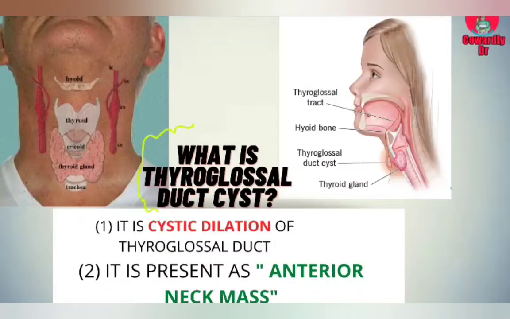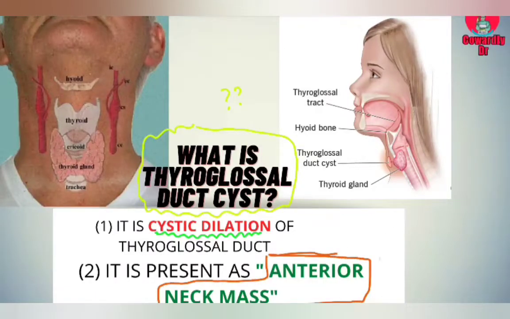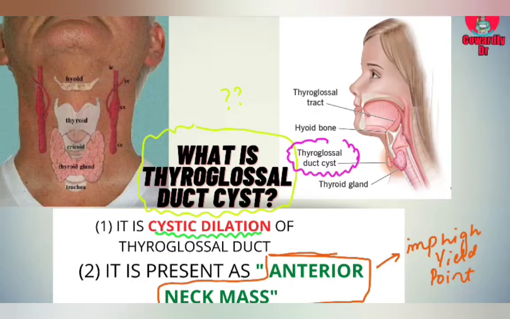So what is a thyroglossal duct cyst? Basically it is the cystic dilation of the thyroglossal duct, and the important high yield point which we need to know is that it presents as an anterior neck mass. This is an important high yield point. Here we can see a thyroglossal duct cyst. Here we can see the thyroid, which is at the base of the tongue.